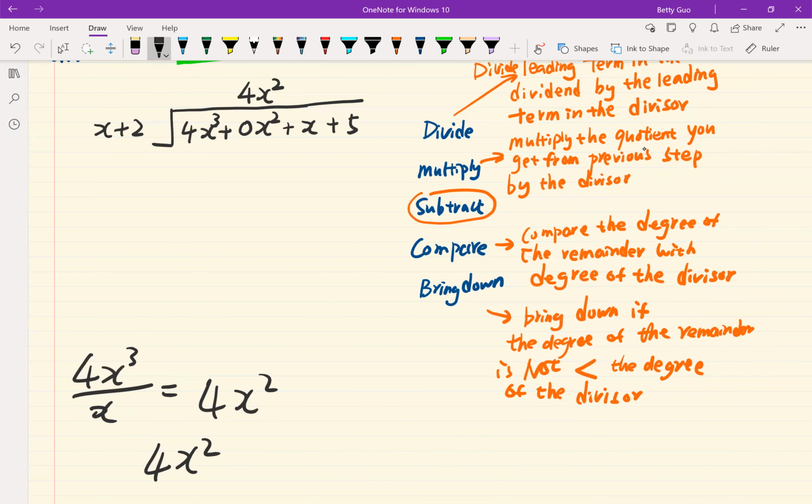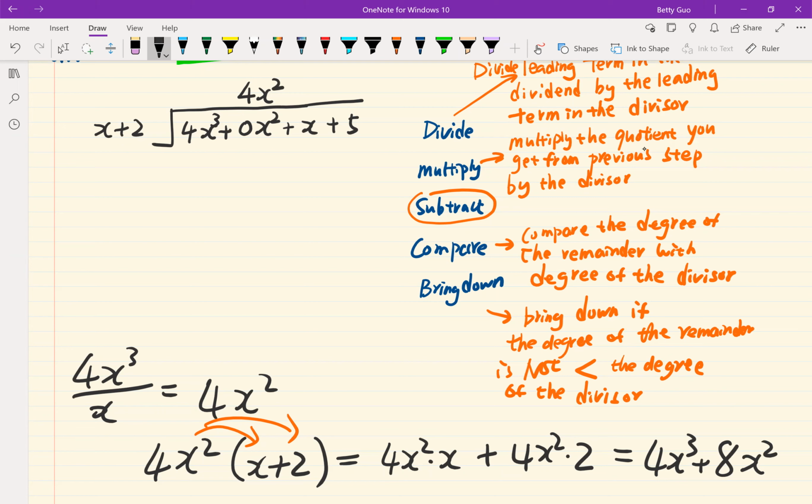4x squared multiplied by parentheses x plus 2. We apply the distributive property. 4x squared times x plus 4x squared times 2, right? What's 4x squared times x? Very good, 4x cubed. And what's 4x squared times 2? Very good, 8x squared. So that's the product. Subtract.